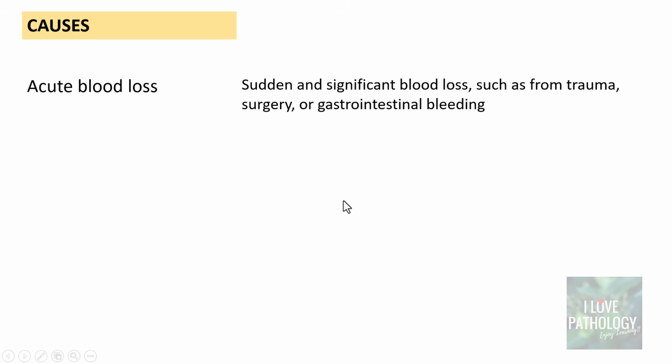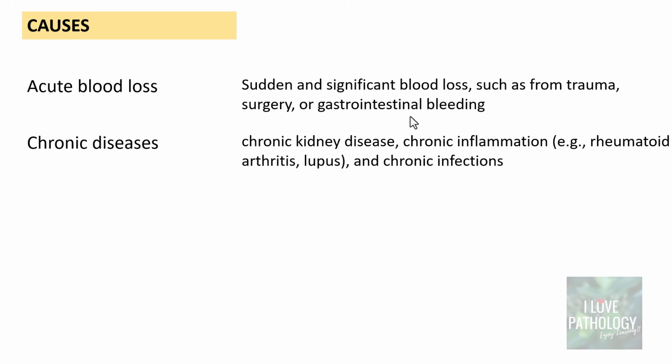It can be sudden and significant blood loss, such as occurs due to trauma or surgery or major gastrointestinal bleeding. The second important cause could be chronic diseases like chronic kidney disease or chronic inflammatory conditions like rheumatoid arthritis, systemic lupus erythematosus, or even chronic infections like HIV, tuberculosis, and so on.